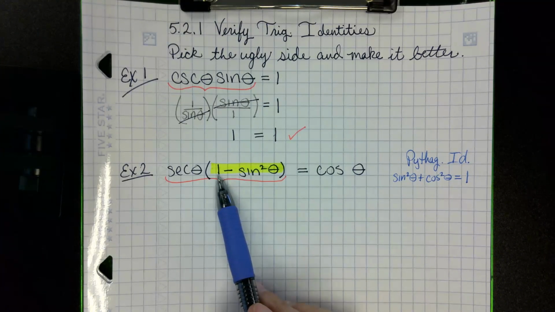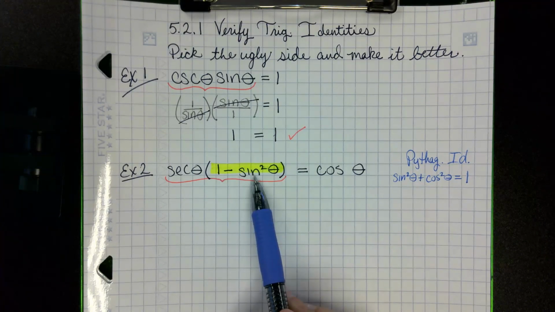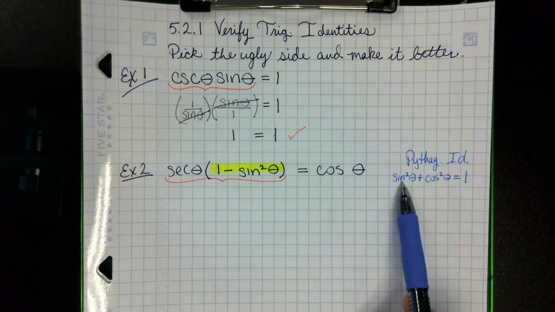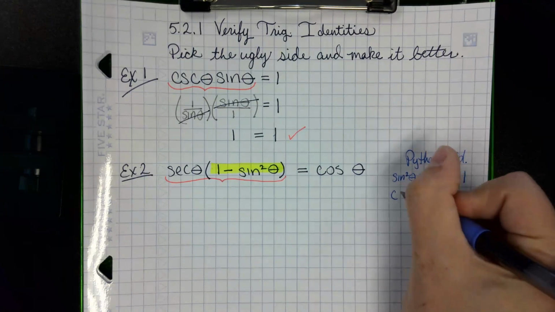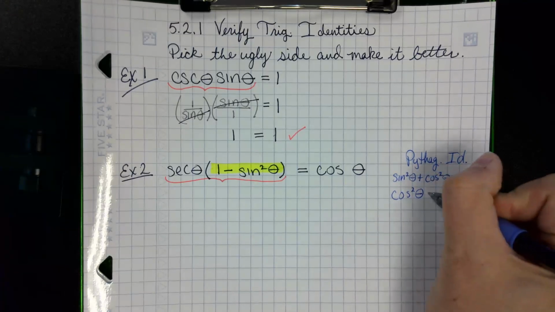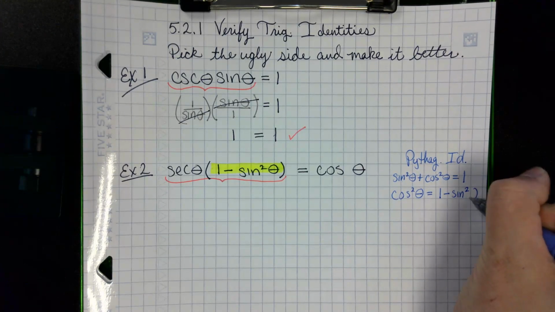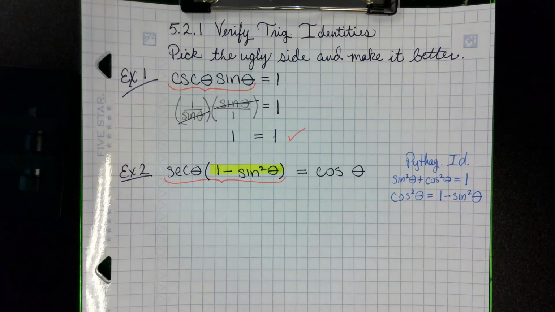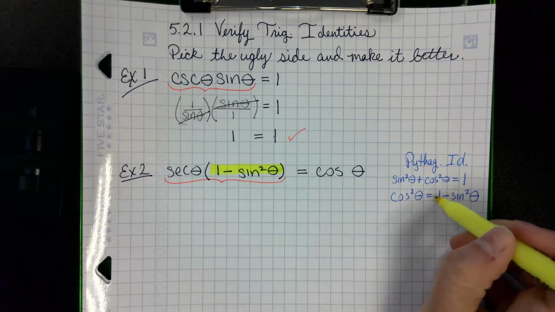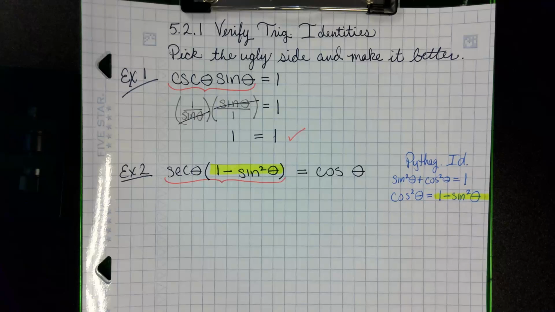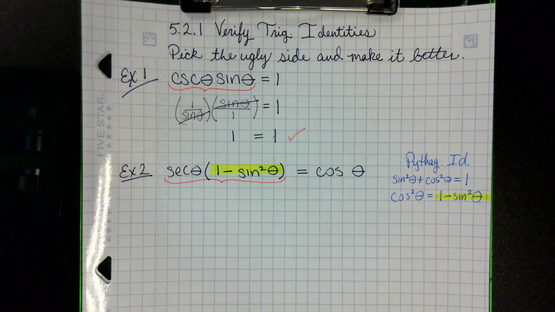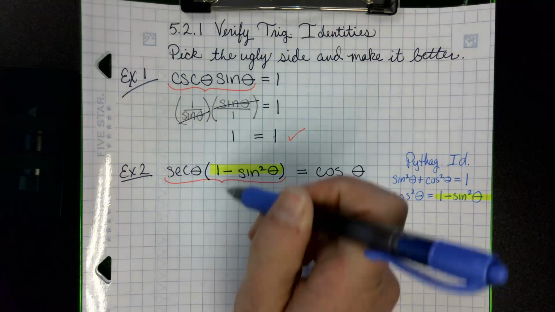In my problem, I have 1 and sine squared together. So if I want to move sine squared over there with the 1, I have to subtract. So that would leave cosine squared theta equals 1 minus sine squared theta. And that works because now the right-hand side of my identity matches what I have in the problem. So I'm able to remove it from the problem.